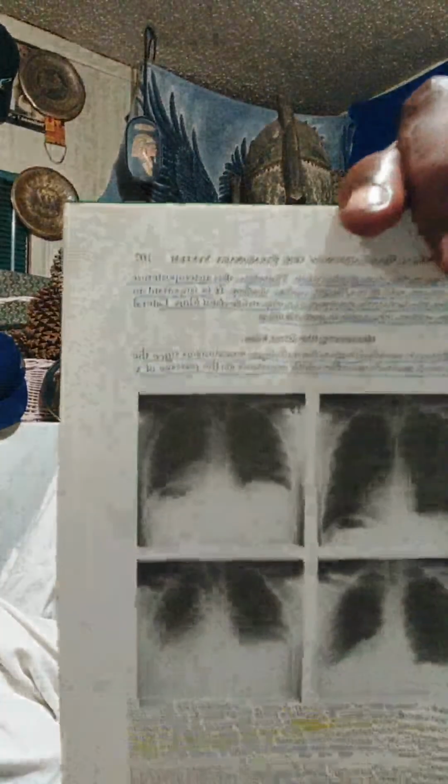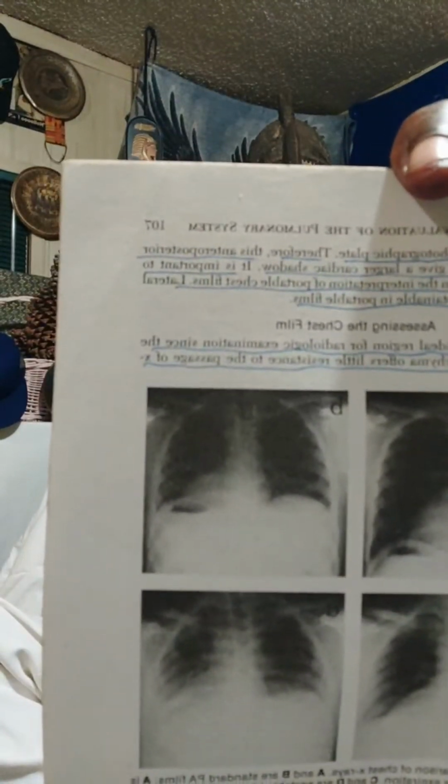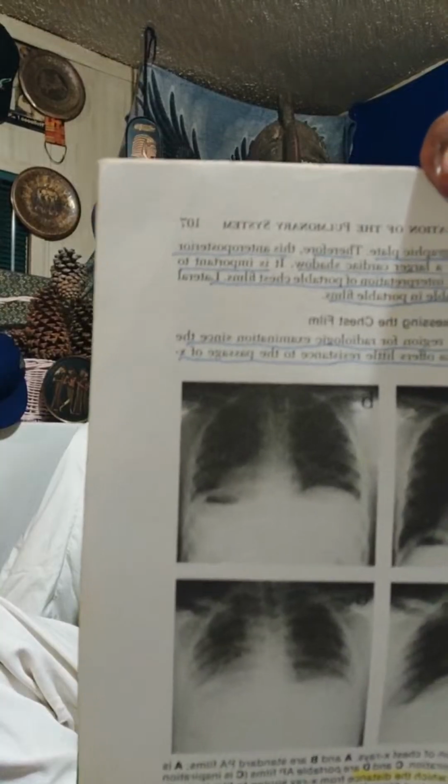Assessing the chest film. The thorax is an ideal region for radiologic examination since the aerated lung parenchyma offers little resistance to the passage of X-rays. And here's 5-4 before I turn the page, and I'll read the caption so you can catch it. These are chest X-rays and you'll see the tissue as well as the bone.